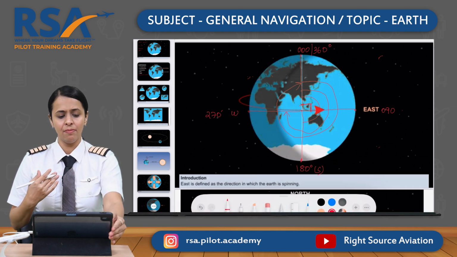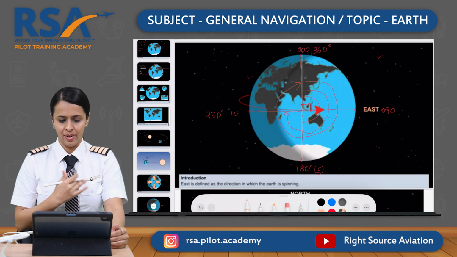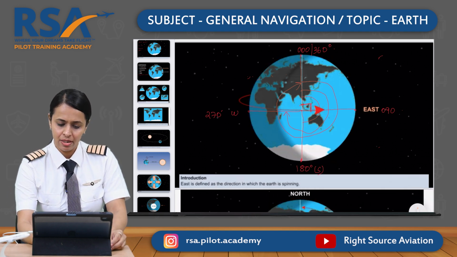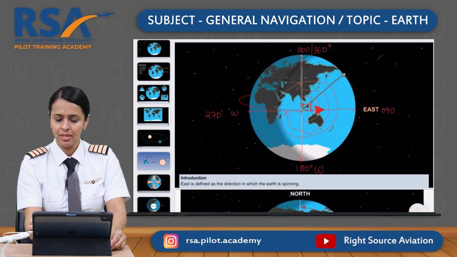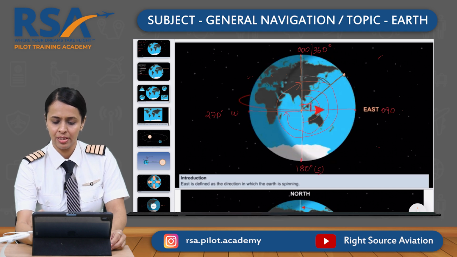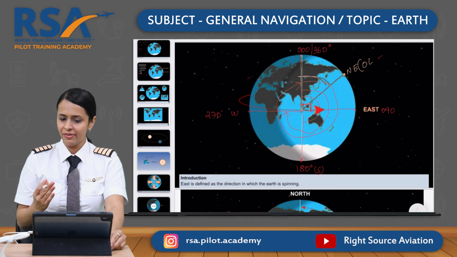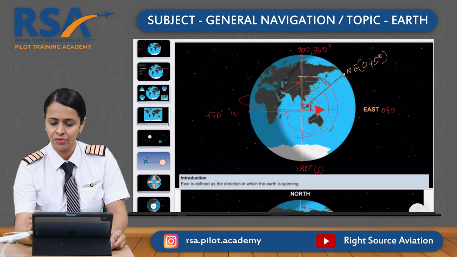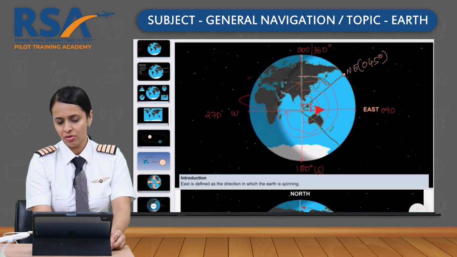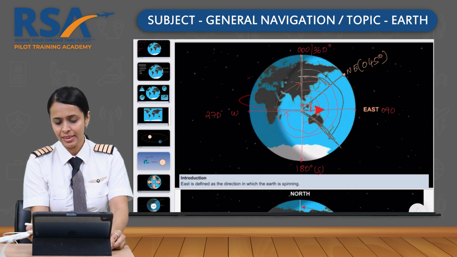Let's look at some more directions over here. So we've already said north, south, west, east. Let's look at another direction which is right here. So this is north and this is east. So this becomes your northeast. Now this angle that it is making with north is a 45 degree angle, which is half of 90. So this becomes 045. Similarly, if I draw a line here, this becomes my southeast.